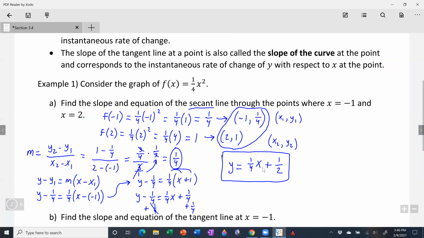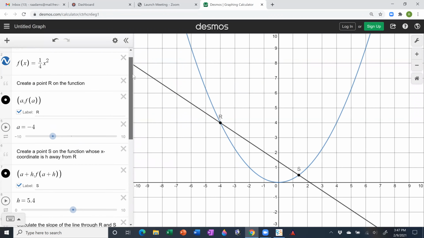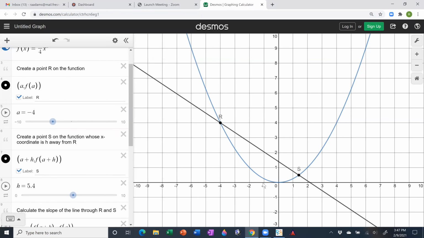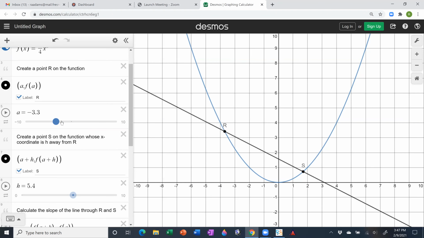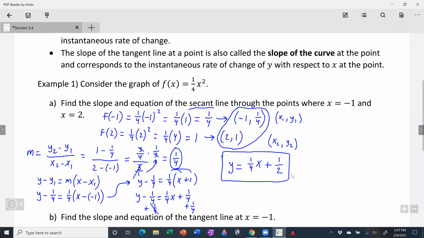Let's go back. So we've got 1/4 x plus 1/2. Let's go back to our graph here. And so we started with an x value. What was the first one? X equals -1. So I'm going to choose that to be like the a. So if I set a as -1, and then the second point was 2. Okay, so the way that this is set up is it's like a and then a plus h.